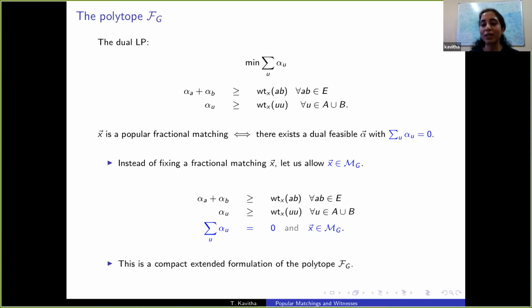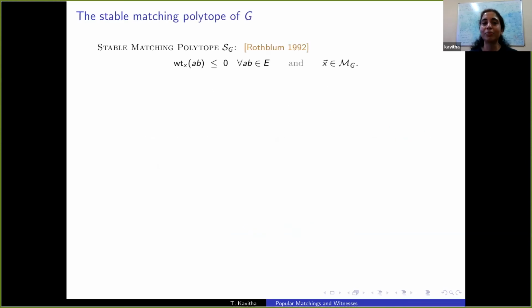And this polytope actually looks quite similar, I would say, to the stable matching polytope, which is a classical object formulated many years ago, 30 years ago.